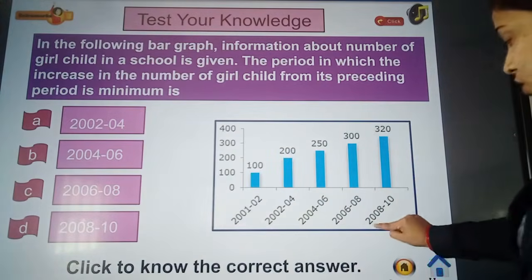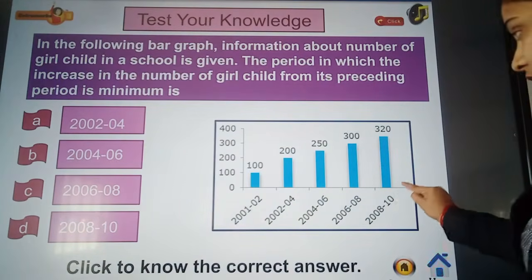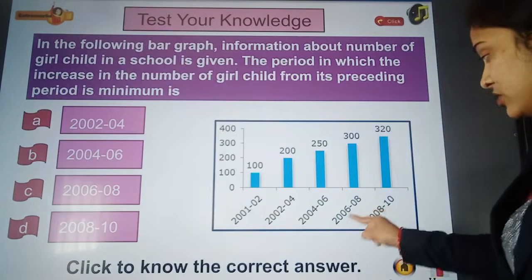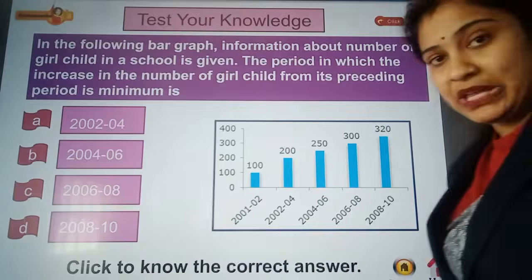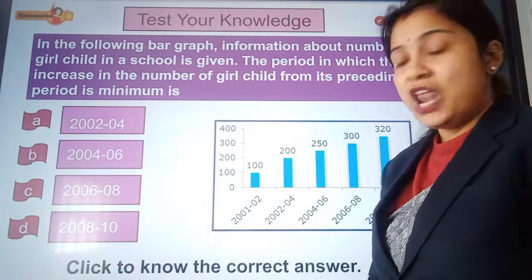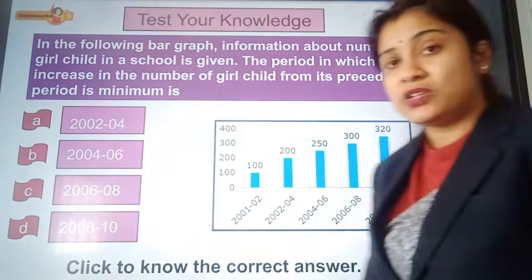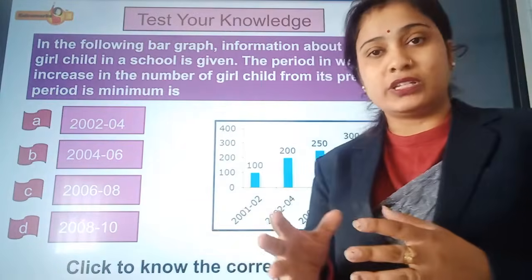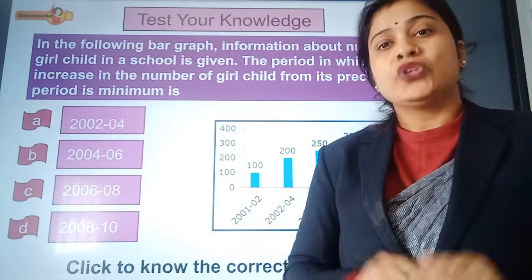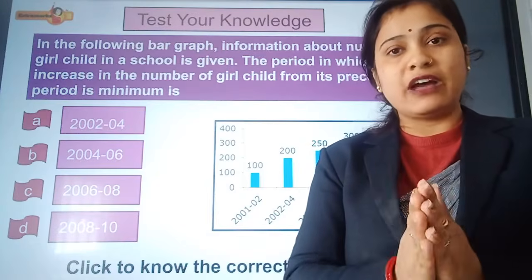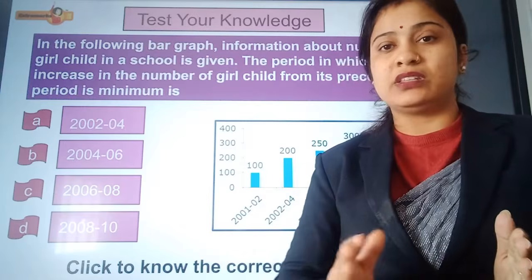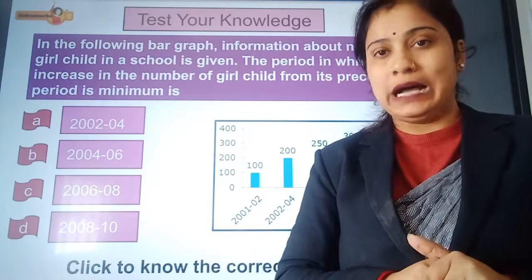So in the years 2008 to 2010, the increment is minimum if I compare it with respect to the preceding year. In the preceding year, it was 300, now it is 320. So only 20 girls have increased from the preceding year. So this is how you have to read the graph, and on the basis of the graph you have to answer the given question which is asked.